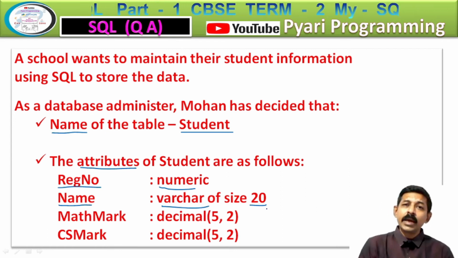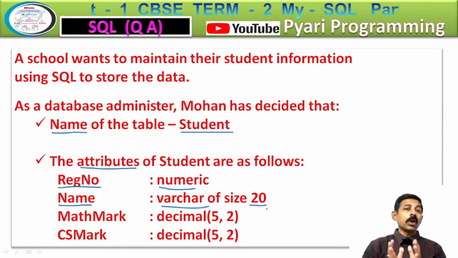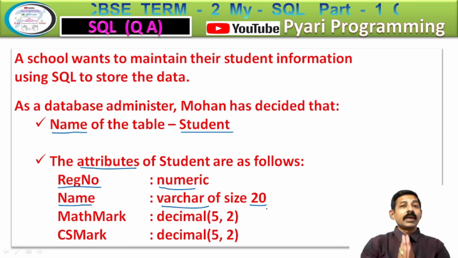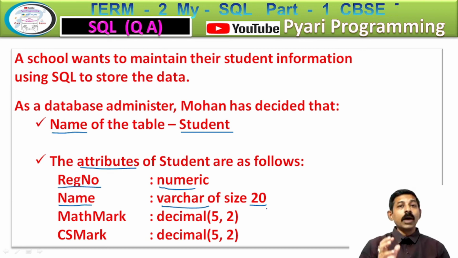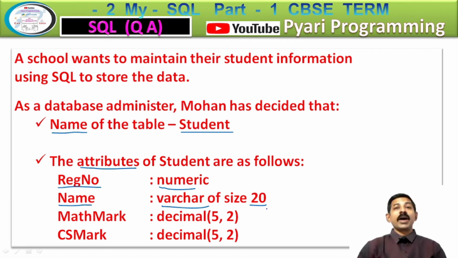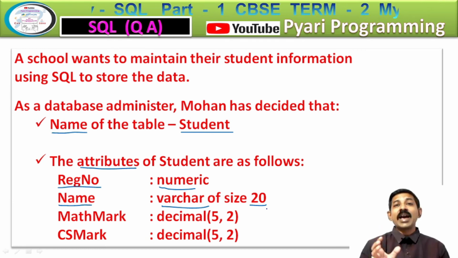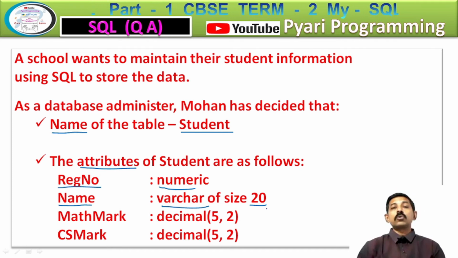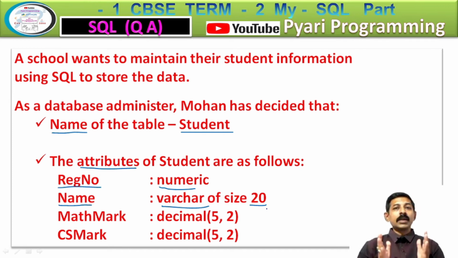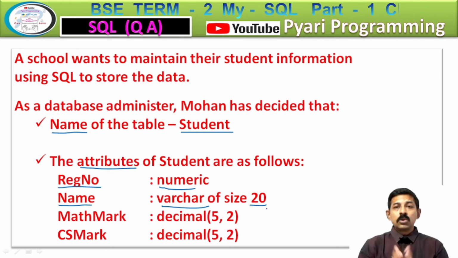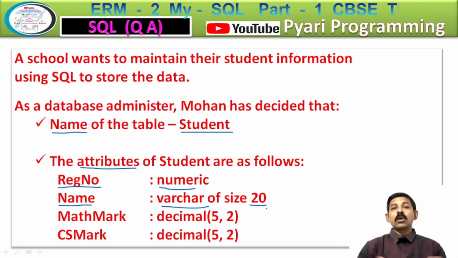Why have they taken varchar 20? Because I am not sure about the size of the character of a particular student name. So that's why I have taken varchar. When I know the fixed size, suppose I want to store a phone number, that contains 10 digits. So for 10 digits, I can take character of size 10.